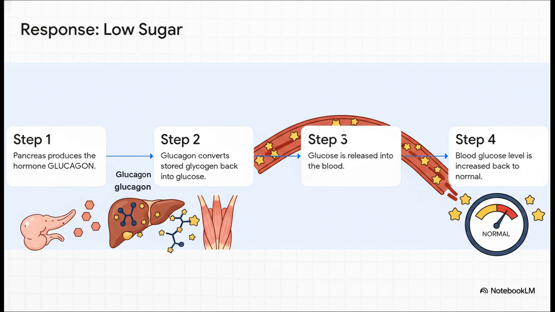It tells them to break down that glycogen they stored earlier, turn it back into glucose, and release it into the blood. Your blood sugar level rises back to normal. This whole thing is a perfect example of negative feedback. Things go too high, the body brings them down. Things go too low, it brings them up. It's all about getting back to that sweet spot.